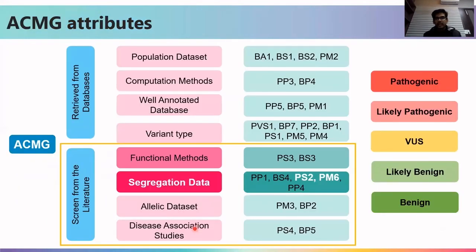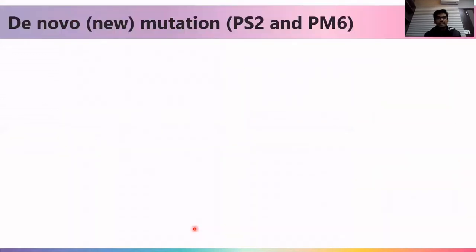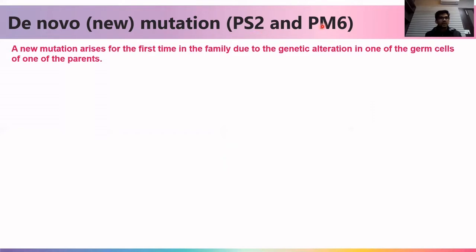This much for PP1 and BS4. Next, we'll go for PS2 and PM6 that is associated with the de novo variant. So what is the de novo? De novo is just to represent a new mutation, and there are 2 ACMG attributes which are associated with this, that is PS2 and PM6.